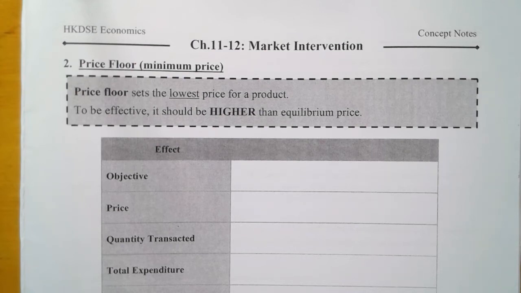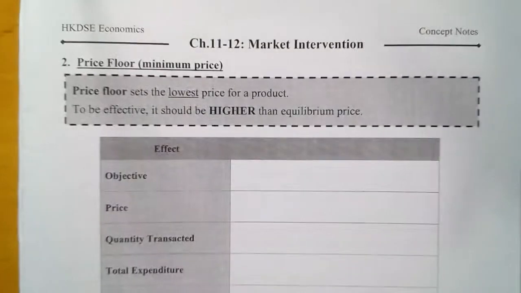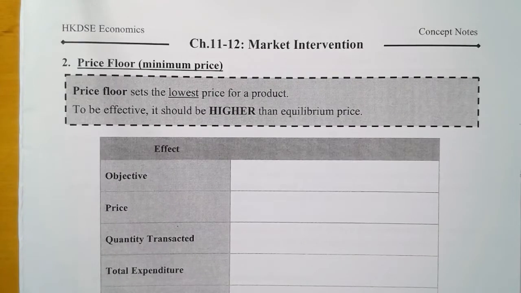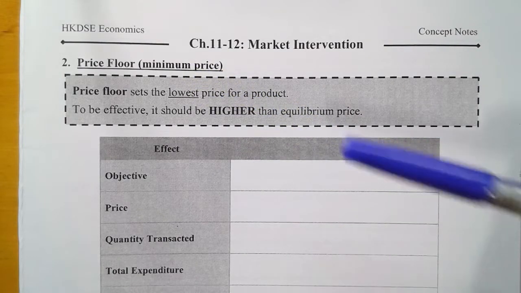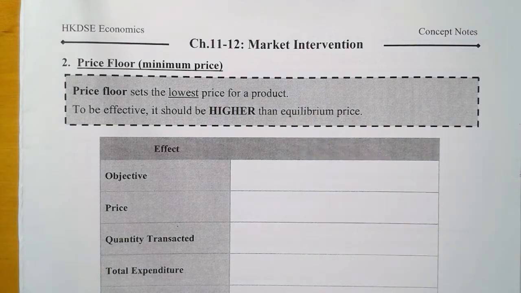Great, testing. Now, part 2 of our chapter 11. Last video we talked about price ceiling. For this video, which should be a shorter one, we are going to talk about price floor, the exact opposite of price ceiling. 係啦。嗱，今次我哋講咩啊？今次啦係最低價格啊，minimum price. It sets the lowest price for a product.